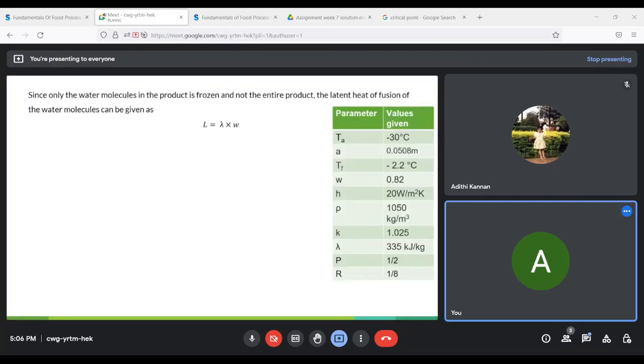So what you need to first figure out is that what is given is your latent heat of fusion for the entire product.